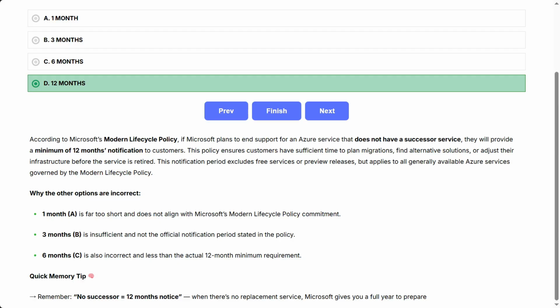Why the other options are incorrect. 1 month, A, is far too short and does not align with Microsoft's modern lifecycle policy commitment. 3 months, B, is insufficient and not the official notification period stated in the policy. 6 months, C, is also incorrect and less than the actual 12-month minimum requirement. Quick memory tip. Remember, no successor equals 12 months notice. When there's no replacement service, Microsoft gives you a full year to prepare.